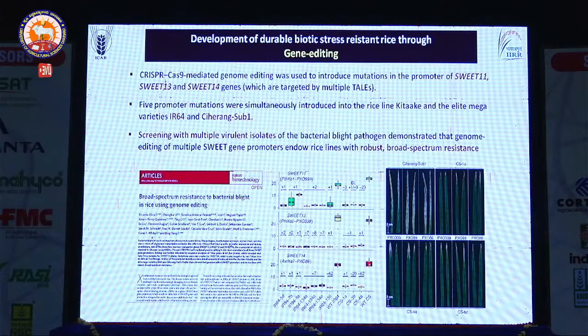They edited the susceptibility genes like XA7, XA13 and other XA genes which are known to be recessive genes. So the promoter part of these genes are binding sites for transcription activators called TAL effectors. They could edit the promoter part of these genes.